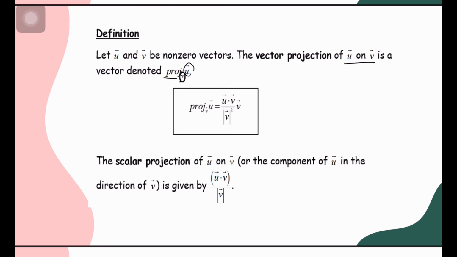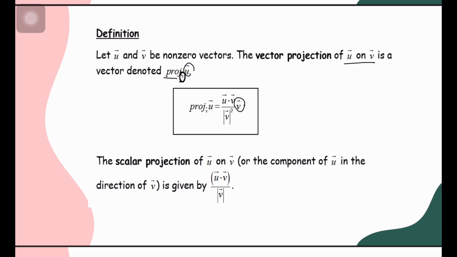Okay, so how can we calculate the projection of vector U on V? It will be the dot product of vector U and V divided by the magnitude of vector V to the power of 2, and multiply with the vector V itself. So this one is the formula to find the projection of vector U on V.